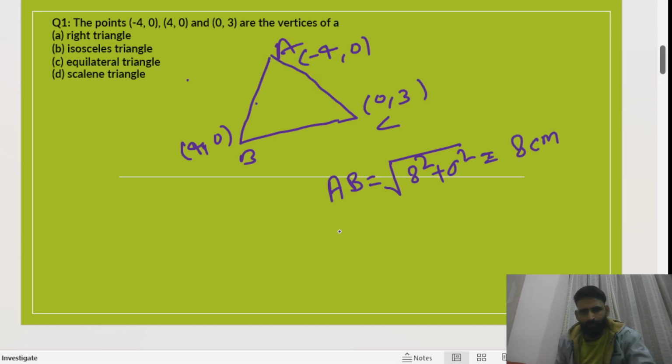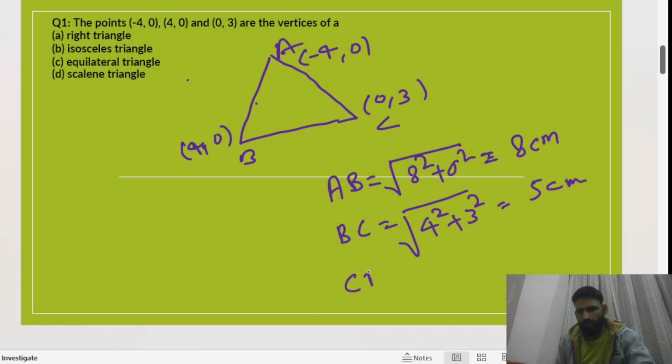Same for the B and C distance. B coordinate is 4 comma 0, C coordinate is 0 comma 3. So x2 is 0 minus 4, so this is 4 square, plus y2 minus y1, this is 3 square. So we can say this is 5 centimeters.